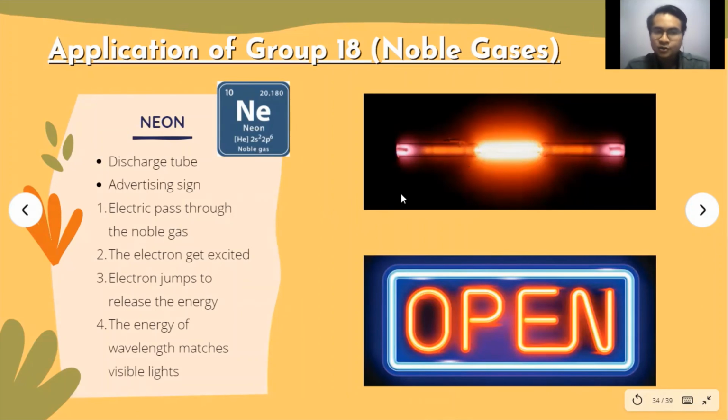We can also use neon for advertising signs. When electricity passes through the noble gas, the electrons will get excited. When they get excited, the electrons jump and release energy, and the energy that is released matches visible light. As you can see here, this is the application of neon when electricity has been passed through it.